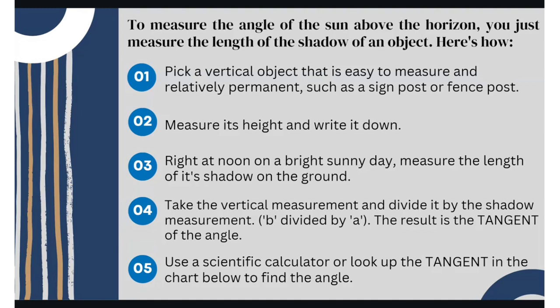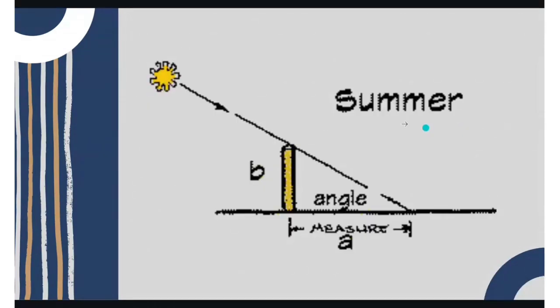ground. The next step is to take the vertical measurement and divide it by the shadow measurement, B divided by A. The result is the tangent of the angle. Using a scientific calculator, you can look up the angle from the tangent of the shadow. Here is the illustration.